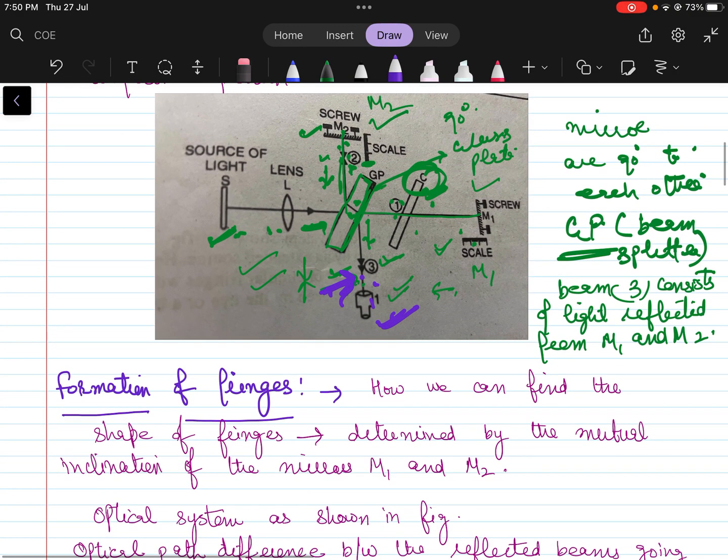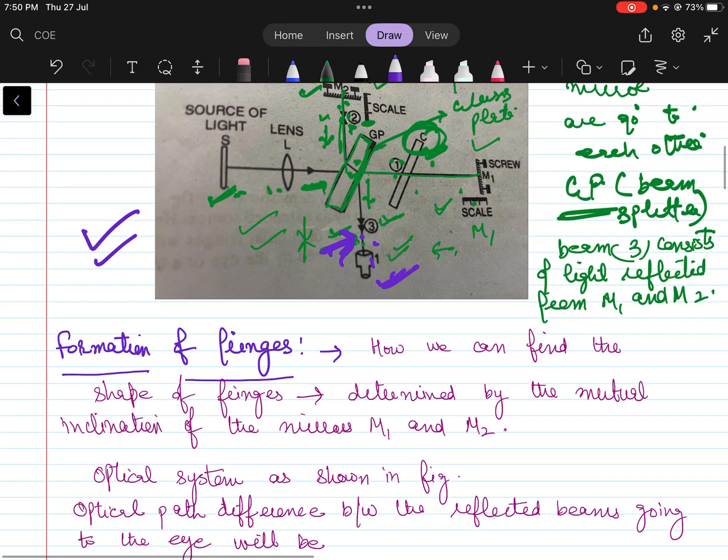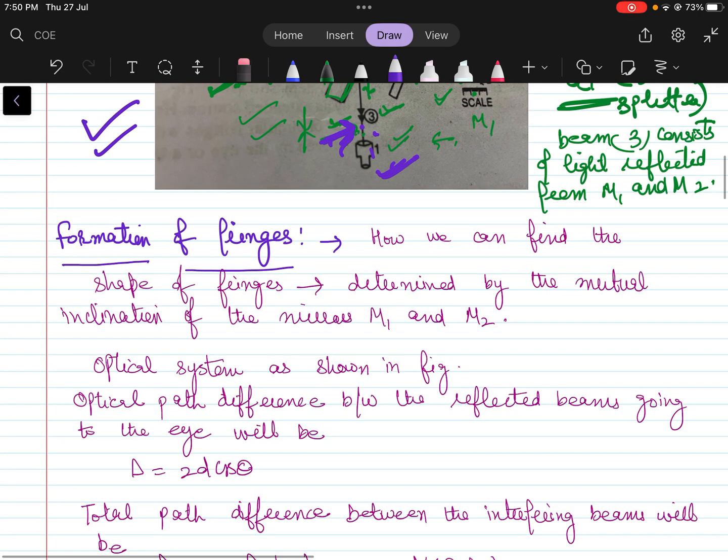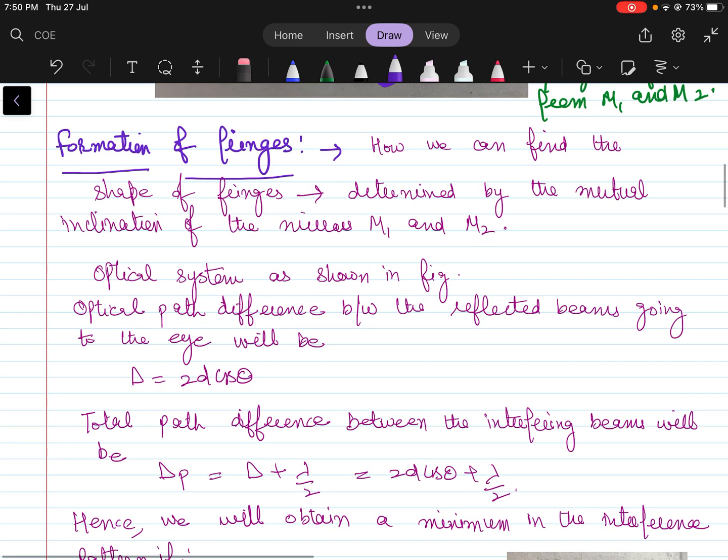Clear? I hope this part is clear to all of you. Then comes the formation of fringes. How have the fringes formed? How can we find the shape of the fringes?